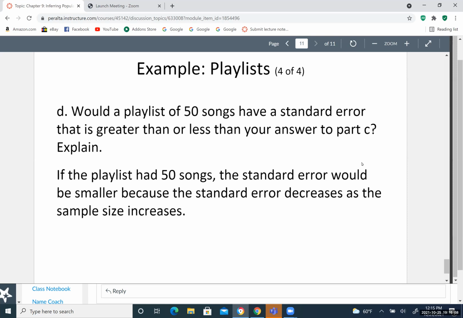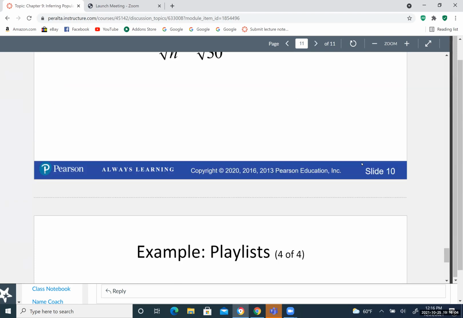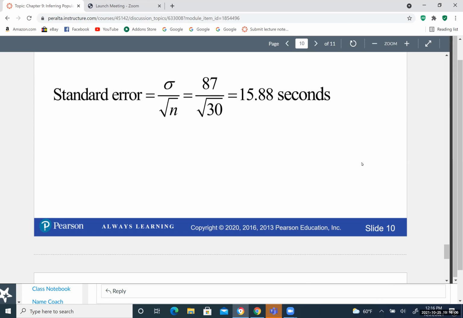So part D, would a playlist of 50 songs have a standard error that is greater or less than your answer for part C? If you want to know this, you will replace 30 with 50, okay? And you will find a value. So the size is increasing. I believe the standard error will be getting smaller.